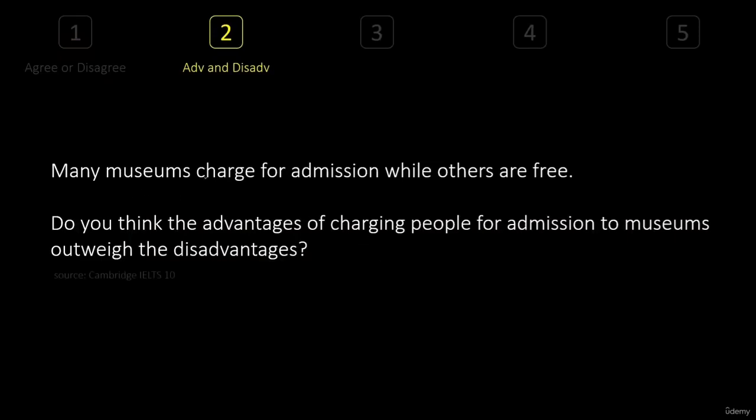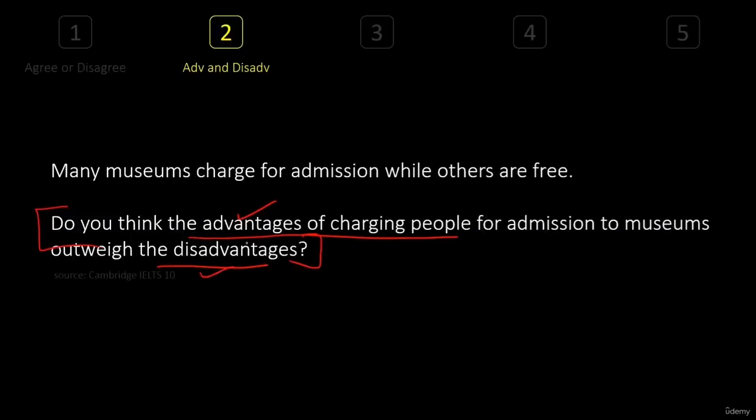Okay, here. Many museums charge for admission while others are free. Do you think the advantages of charging people for admission to museums outweigh the disadvantages? Here, they have asked a question clearly. Do you think the advantages of this are more than the disadvantages? Now, your answer should be very clear because they have asked you a question. Not to mention, they haven't told you please talk about advantage and disadvantage or something, but they have asked you a question. Do you think this is better?